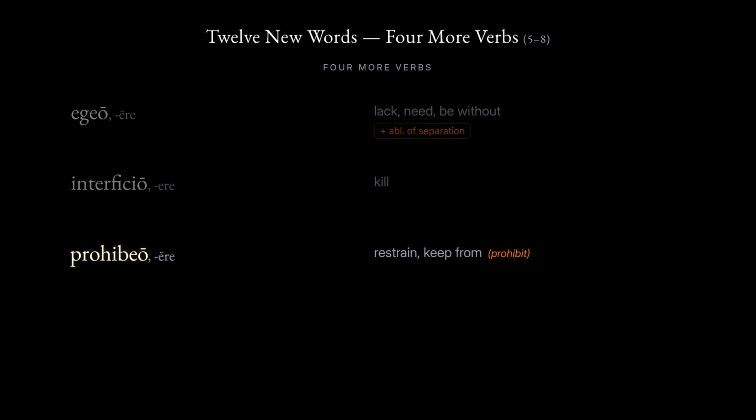4 more verbs. The first. Egeo. To lack, to need, to be without. It also takes the ablative of separation, to be without something. The second. Interficio. To kill. The third. Prohibeo. To restrain, to keep from. You can hear prohibit. The fourth. Vulnero. To wound, think vulnerable, able to be wounded.